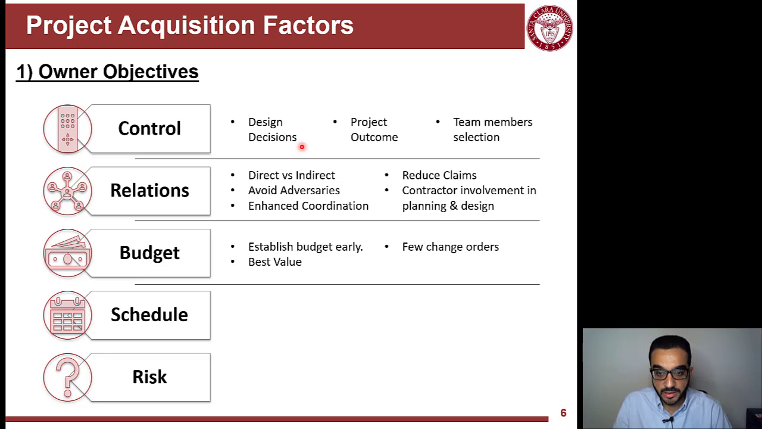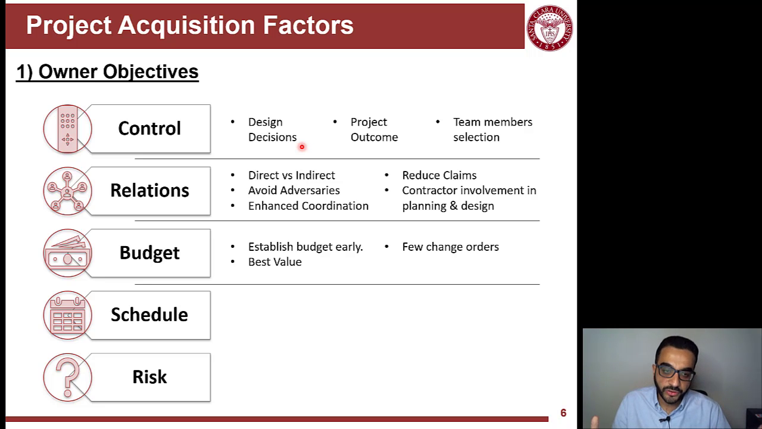You want to get the best out of the bucks you invest in the project. Also, you want to establish this budget. You want to know how much this project will cost you early on, so you don't want to be hanging on and not know what this project will cost you. I want to know as early as possible.